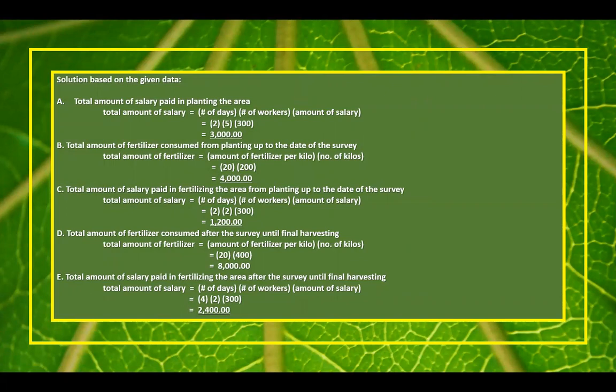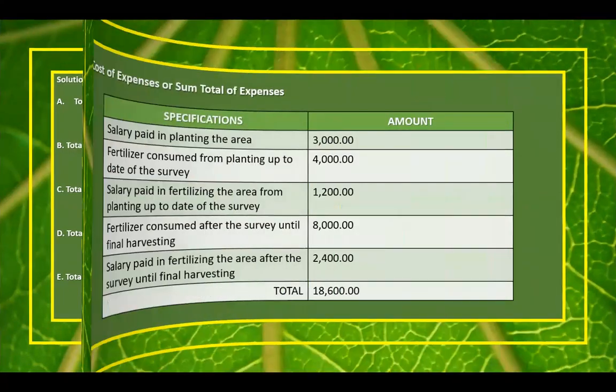And last, total amount of salary paid in fertilizing the area after the survey until final harvesting. So we use the formula total amount of salary is equal to the number of days times the number of workers times the amount of salary. Then we need to substitute that. So the number of days is 4, the number of workers is 2, and the amount of salary is 300 per day. So our answer is 2,400 pesos.